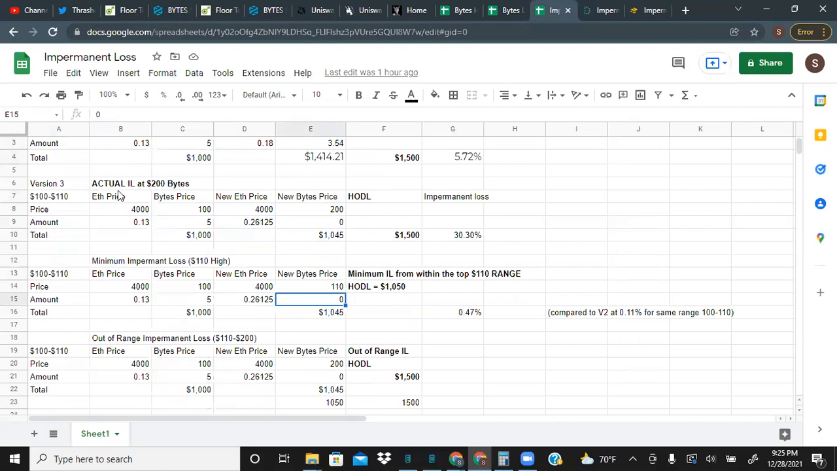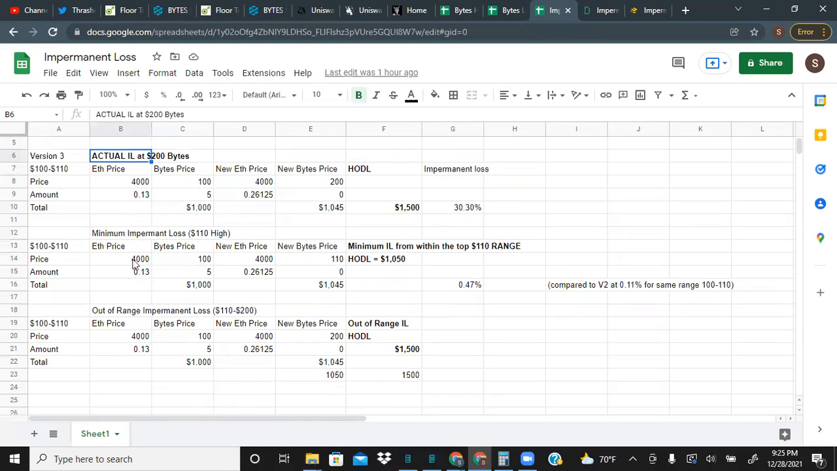The most important thing to know is the actual impermanent loss. And to get the actual impermanent loss, you need to add the minimum impermanent loss, which is when it's within the range, which in this case, we're going to do from $100 to $110. And then you need to calculate the impermanent loss for once it's outside of the range. So let's just go ahead and start with the minimum impermanent loss.